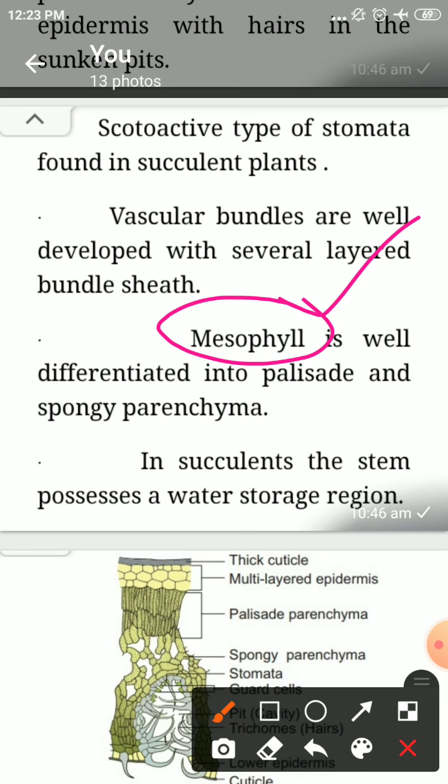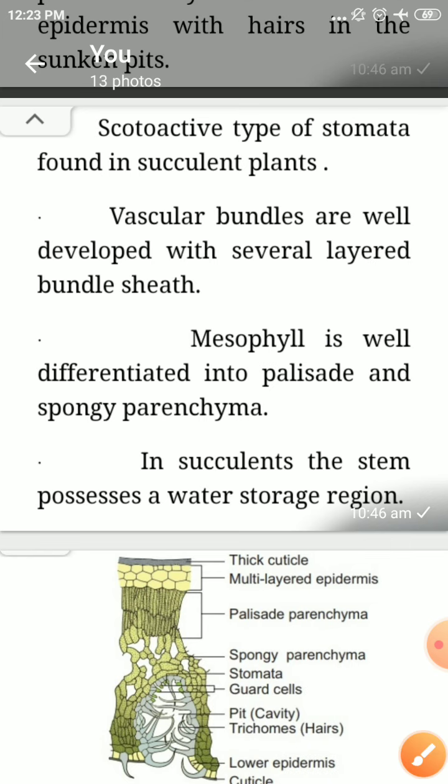Besides this, succulent plants show the presence of water storage tissues or cells. Possessing a water storage region in succulents is an anatomical adaptation.